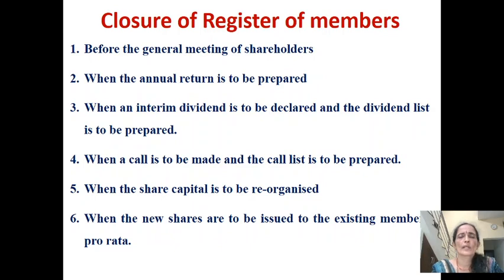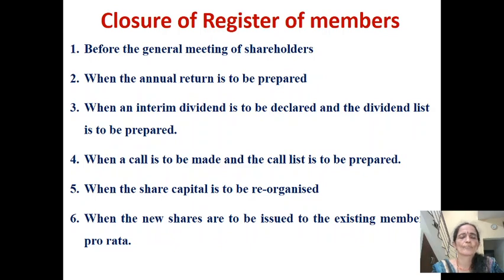So during what time this register can be closed? It can be closed under the following cases: before the general meeting of shareholders, or when the annual return is to be prepared, or when an interim dividend is to be declared and the dividend list is to be prepared. Dividend that is declared in between two annual dividends is called as interim dividend. So when the company has adequate amount of accumulated profits, it may declare interim dividend.